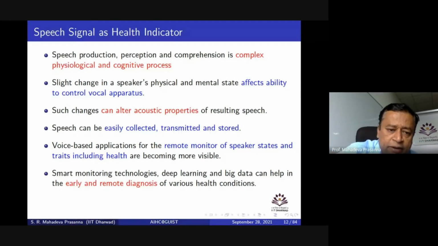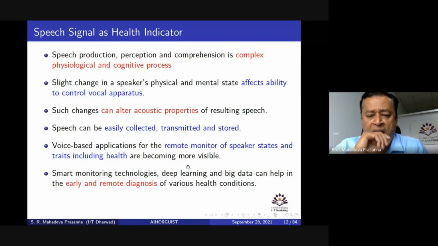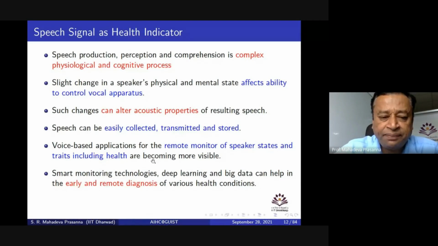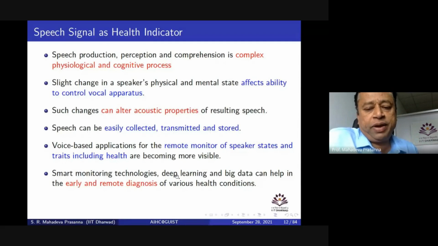Since speech can be easily collected, transmitted and stored, voice-based applications for remote monitoring of speaker states and traits, including health, have become more visible nowadays. Essentially, we are now in the era of IoT, where smart monitoring can be done at a low cost. Then we have deep learning models which can learn complex information from the raw data.